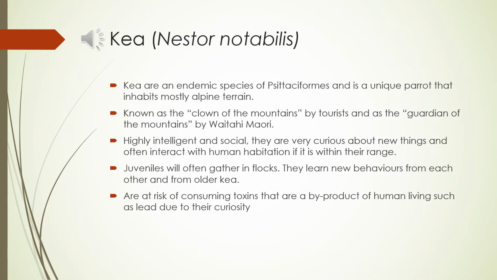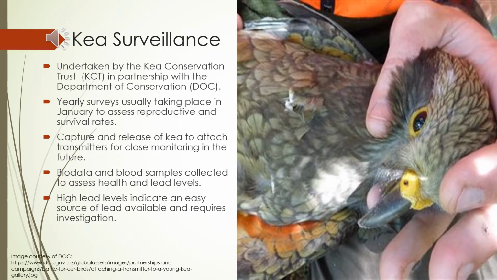They are at risk of consuming toxins due to their lifestyle and where they contact people, and due to their curiosity as well. The surveillance of kea is undertaken by the Kea Conservation Trust in partnership with the Department of Conservation. They do yearly surveys, mostly in January, to assess the reproductive and survival rates. While they're doing the surveys, they'll often examine the nests and capture and release kea, attaching transmitters for close monitoring in the future and to understand nesting behaviours and flight patterns.